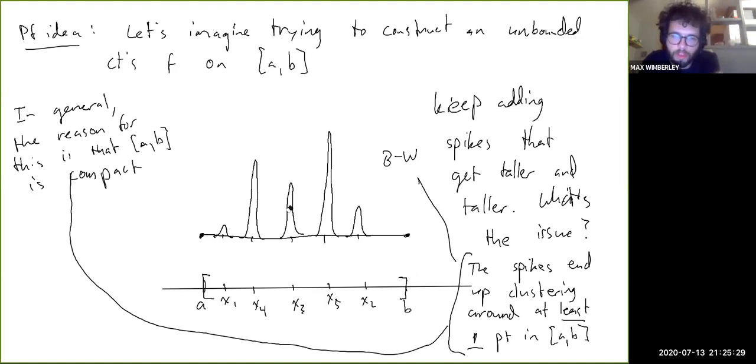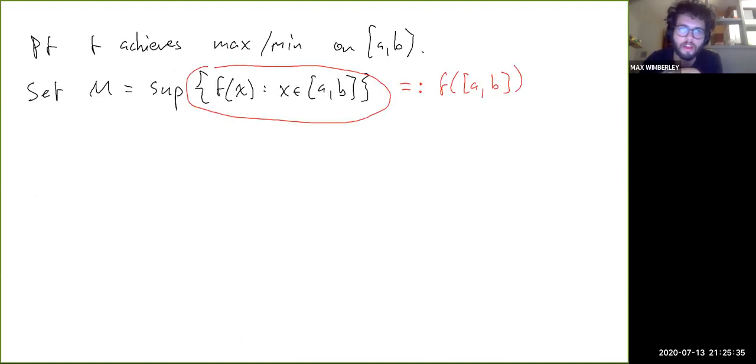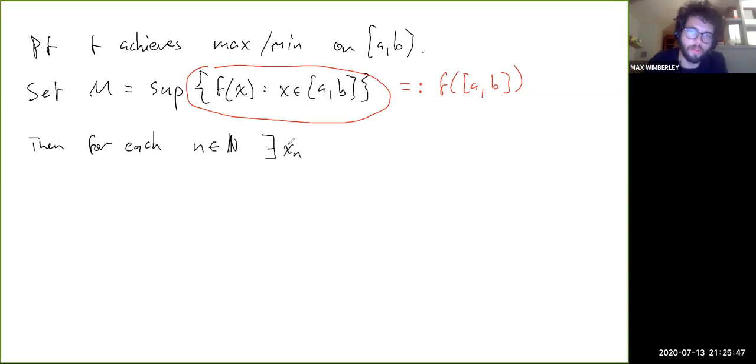And then at the point that they cluster around, the value of F actually will have to equal the supremum. So let me just lay that out. Then for each n, there exists an xn, right, where F gets closer and closer to capital M.